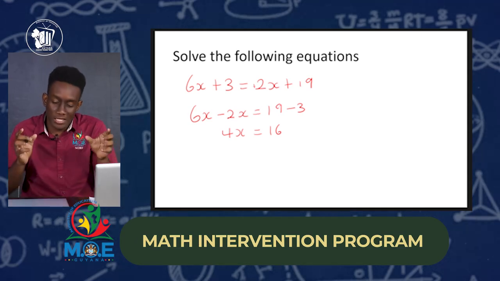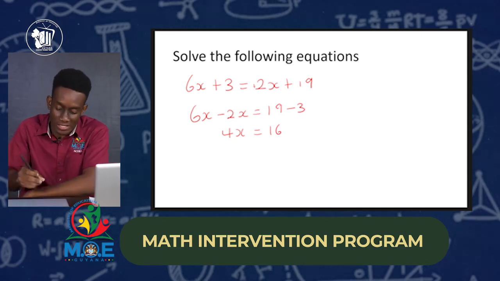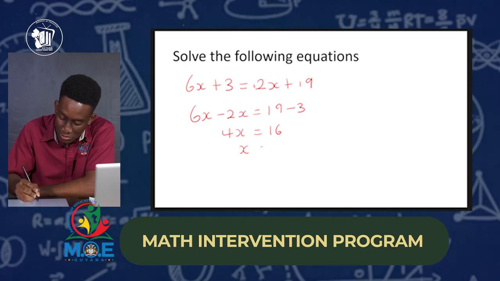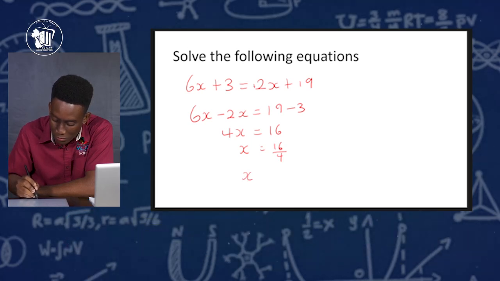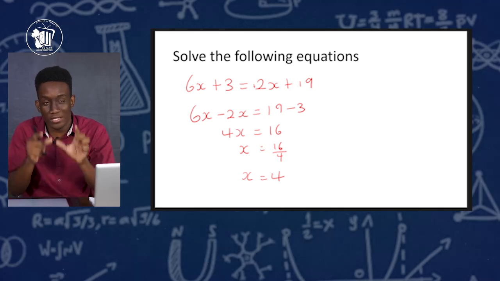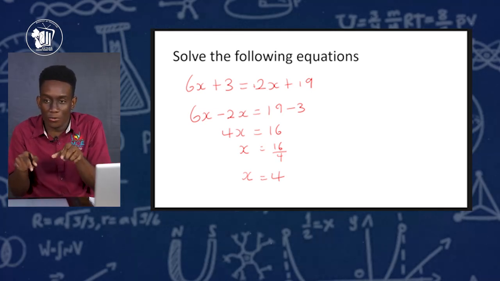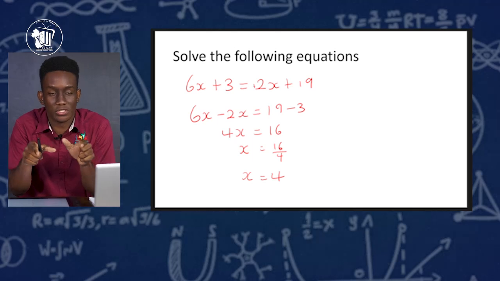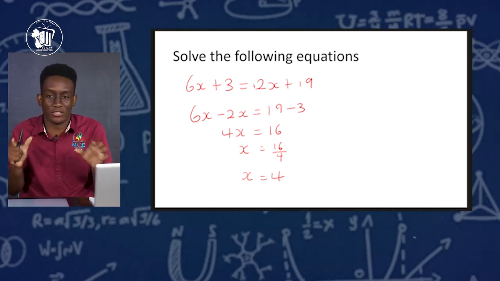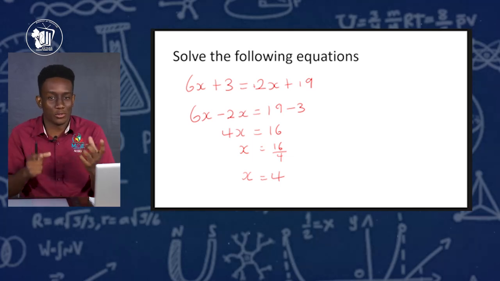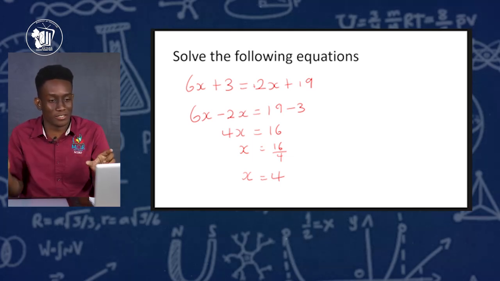So now we can easily take over the 4. We know the 4 is multiplying the x. So x would be equal to 16 divided by 4. And therefore, x will be equal to 16 divided by 4, which gives us 4. And once again, we can check. We can put in this value of 4 in the original equation to see if it will be balanced. And you don't have to do this. This is just a check to make sure whatever you did is absolutely correct.